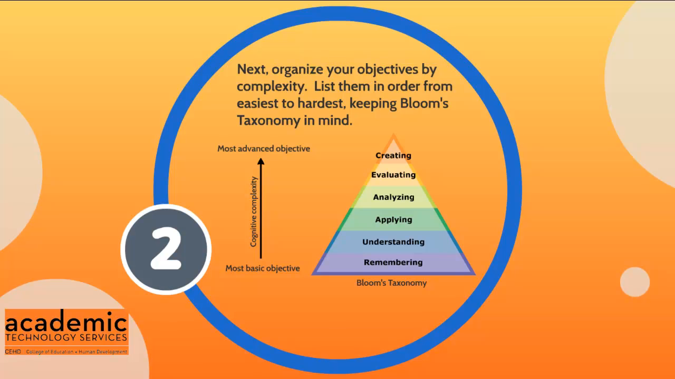The second step requires organizing your objectives by cognitive complexity. It is important that you don't force your objectives to be organized chronologically, as flipping relies on the instructor knowing where the objectives cross from being basic to being complex. Bloom's taxonomy can be a useful tool for the organization process. Place the most basic objectives at the bottom of the list and build up to the most advanced ones.